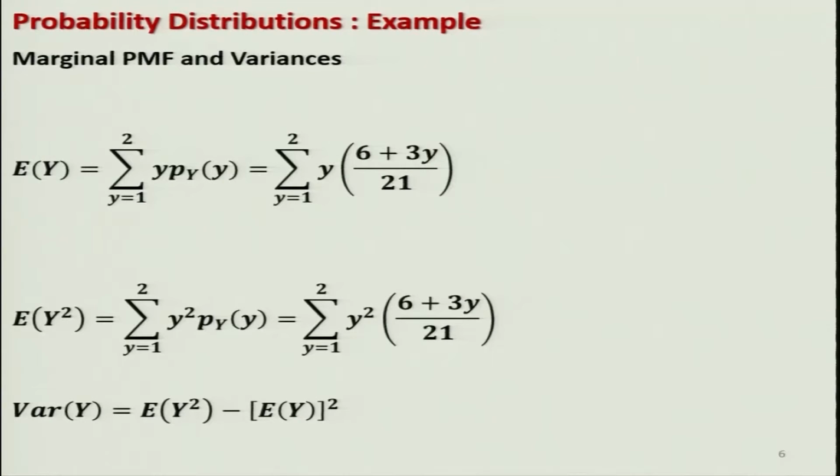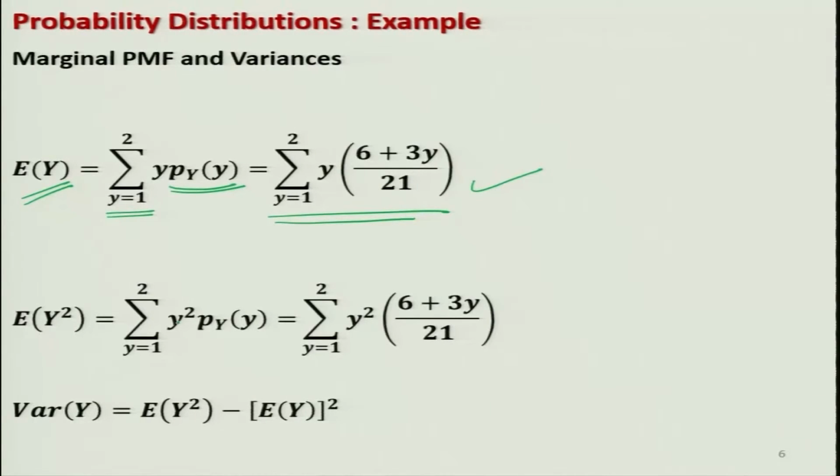Yeah, same thing you can do with y also, that you can use the marginal probability mass function of y, and then using this you can compute the expected value of y, where the summation is going from y goes from 1 to 2, and then you can simplify this value.